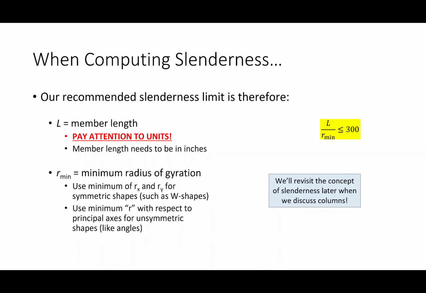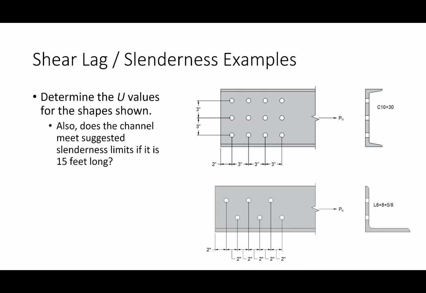As for what do you use for r, okay? What I would say is if the section is symmetric, has some axis of symmetry, use the minimum of rx or ry, and we'll have an example of this in a second. If it's unsymmetric, and an example of an unsymmetric section is an angle, use the minimum radius, and you'll see what I mean with angles because you can actually look that up, okay? So, I tell you what, I think we've done enough talking. Let's do some calculations.